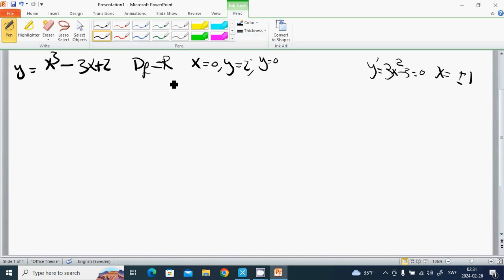For y equals 0, because the sum of the coefficients is 0, then x is 1, and we are going to divide this by x minus 1, we get x1 is this, and it is a double root. It is x1 equals 1, and x2 equals minus 2.